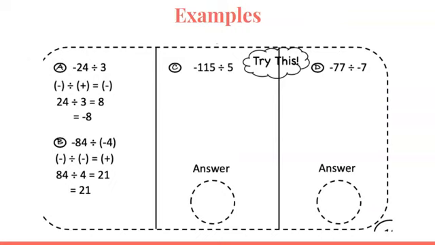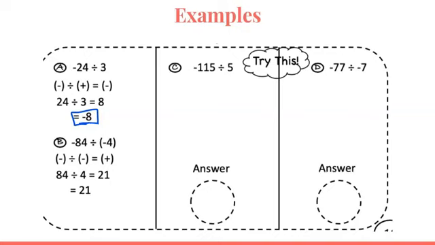In our first example, we have negative 24 divided by positive 3. So we have a negative divided by a positive. Anytime we have different signs, our answer is negative. So the first thing I would do is write that negative sign down in my answer. Then I'm going to think, how many times can 3 go into 24 evenly? 3 goes into 24 8 times, so my answer is negative 8. Determine your sign, do your division, then rewrite your answer.